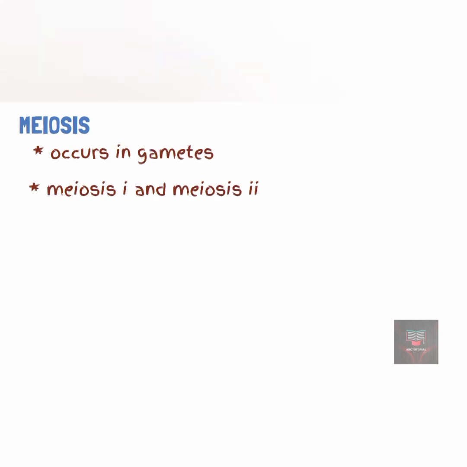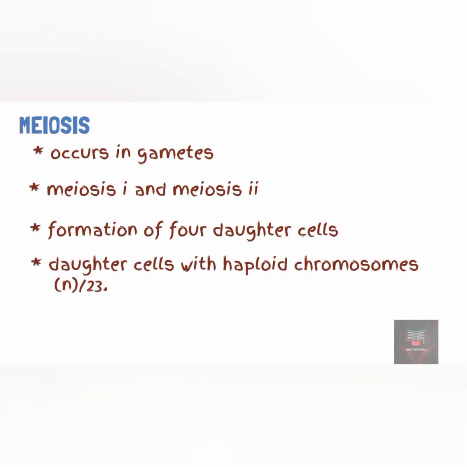Meiosis is a type of cell division that occurs in gametocytes. It can be divided into meiosis 1 and meiosis 2. Meiosis 2 is essentially similar to mitosis. It results in the formation of 4 daughter cells with the haploid number of chromosomes. That is, the daughter cells contain half the number of chromosomes as the mother cell.